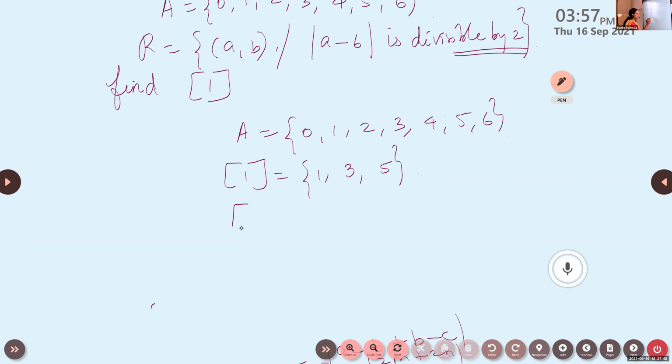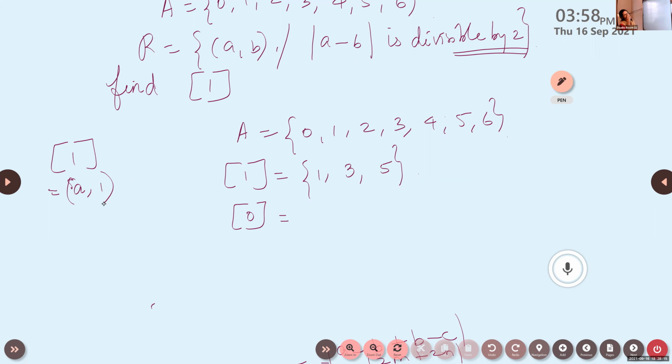What will be equivalence class 0? Equivalence class 0 means when you divide by 2, the remainder must be 0. That means all the elements related to 0. Okay, if you want, we can define it like this: equivalence class 1 means the set of all elements related to 1.